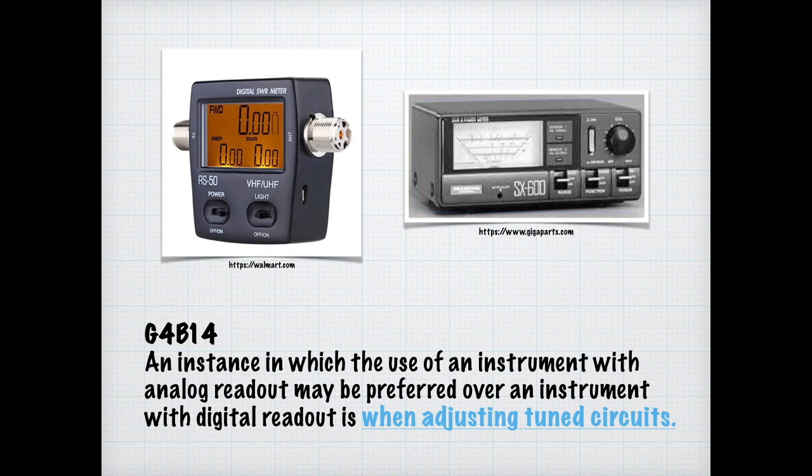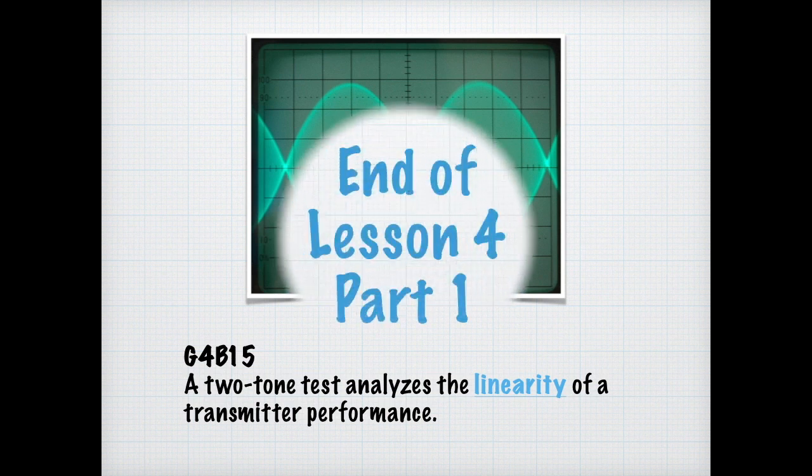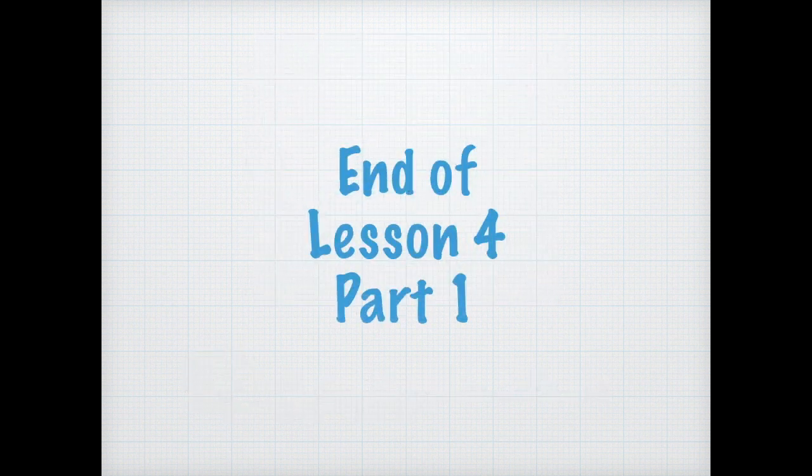And the last question in section G4B, they want us to know that a two-tone test analyzes the linearity of a transmitter's performance. And this concludes Lesson 4, Part 1.